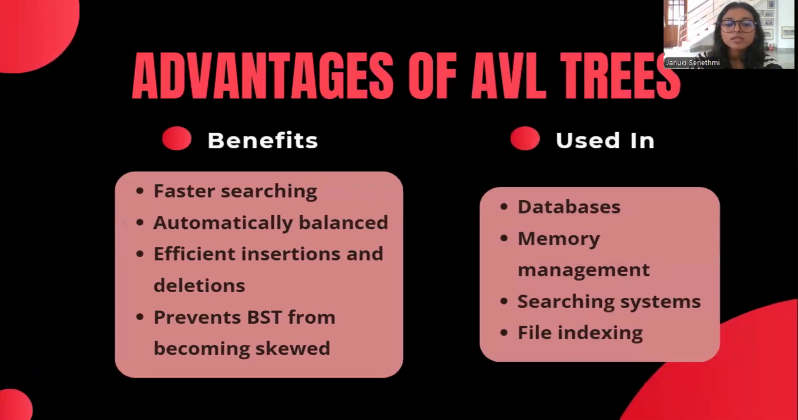AVL trees provide several advantages. They maintain a balanced height automatically. Because of this, searching is faster, insertion remains efficient, and deletions also stay efficient. AVL trees are especially useful in applications where fast searching is very important.